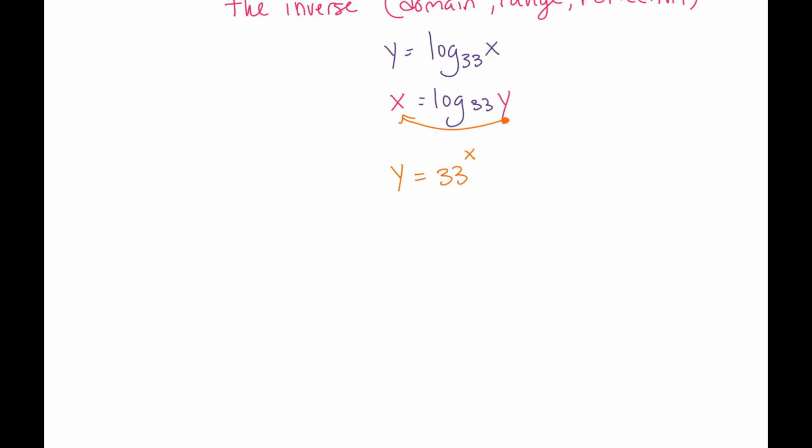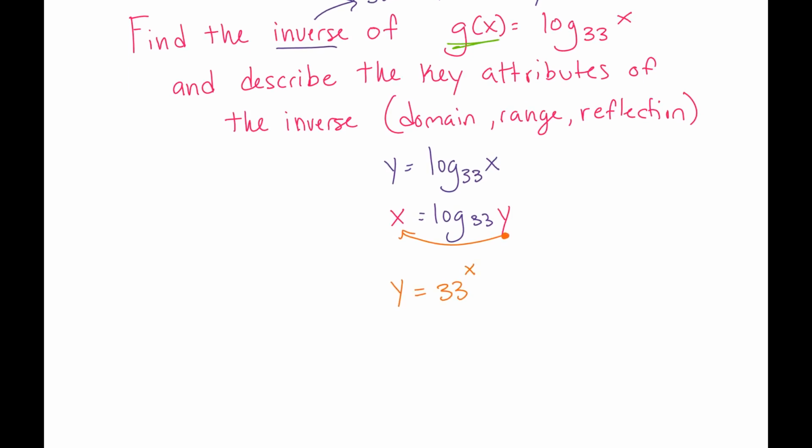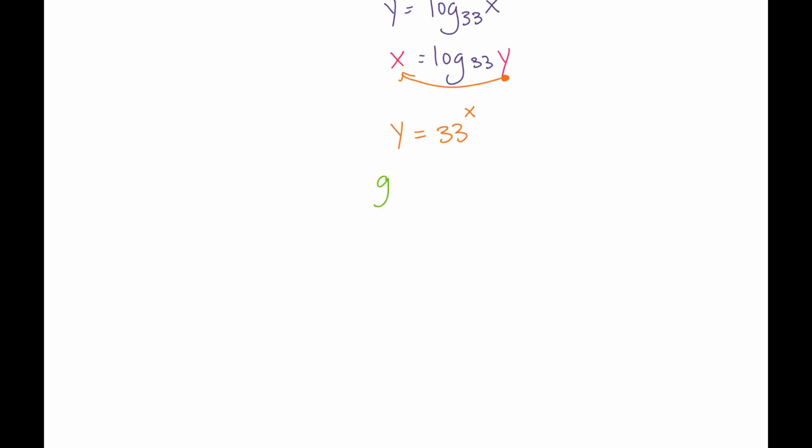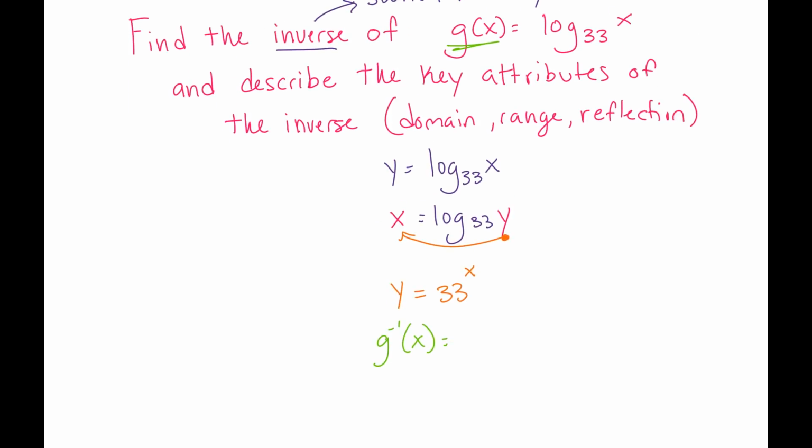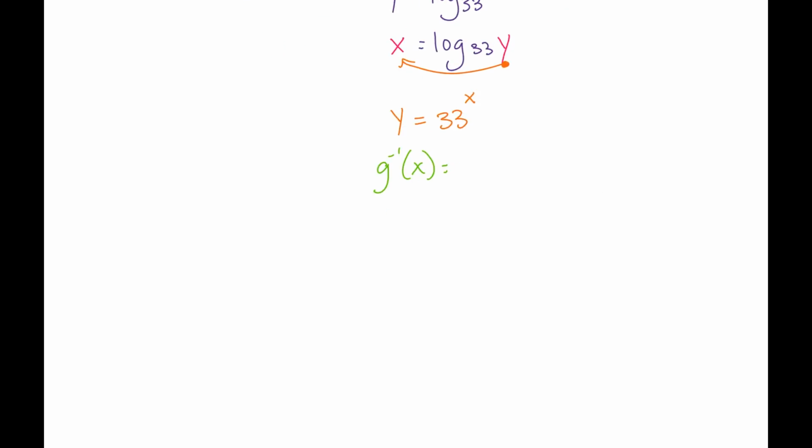Am I done? What is my last step in inverse? Good. You change that y to the inverse of your original function. So it's g negative 1 of x. Is this f right here? It's a g. So that's the inverse. That's what I was looking for.